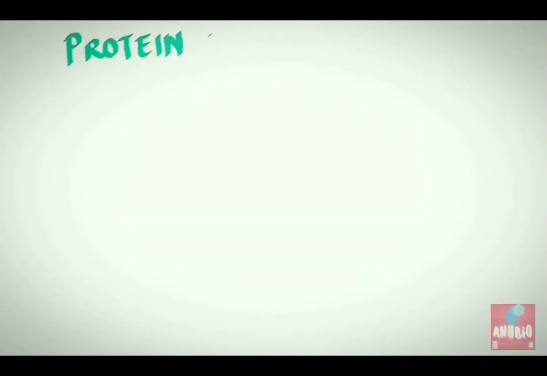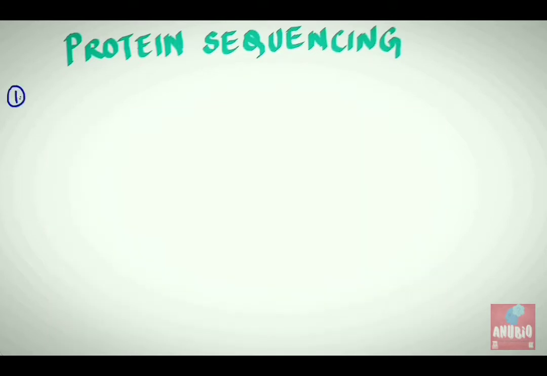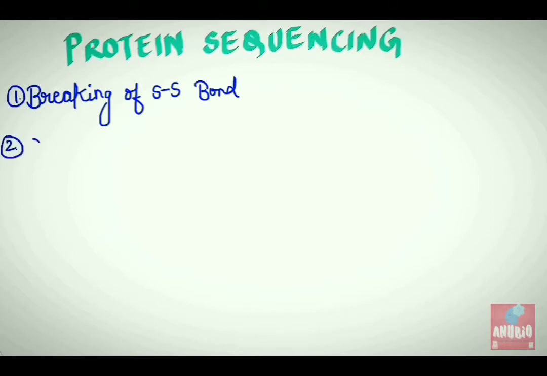Protein sequencing is a practical process of determining the amino acid sequence to identify a protein or peptide, or to characterize its post-translational modification. There are several steps. The first step includes breaking of the disulfide bond. Then there is cleavage of the polypeptide chain.